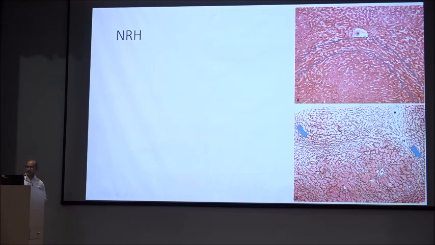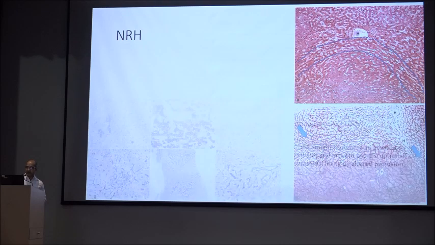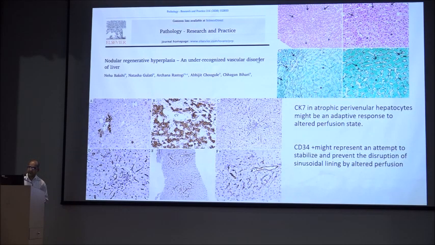NRH: this is an atrophied hepatocyte cord encircling the regenerative hepatocytes, and morphologically this is called nodular regenerative hyperplasia. This was studied by Archana ma'am, and it highlighted that in case of NRH, the hepatocytes, especially around the central vein, may show positivity for CK7, and also the sinusoids in case of NRH may show positivity for CD34.